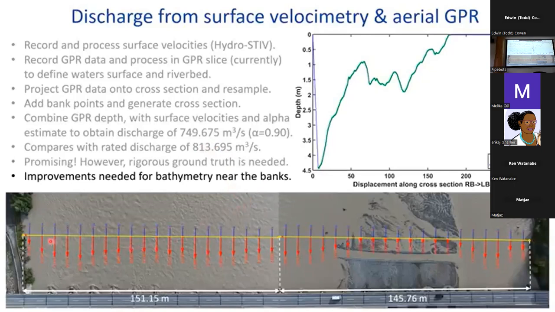There are definitely improvements that need to be made to better obtain telemetry near the banks. So that was why we had to do some interpolation near the river banks, because there were some reflections on terrestrial objects.